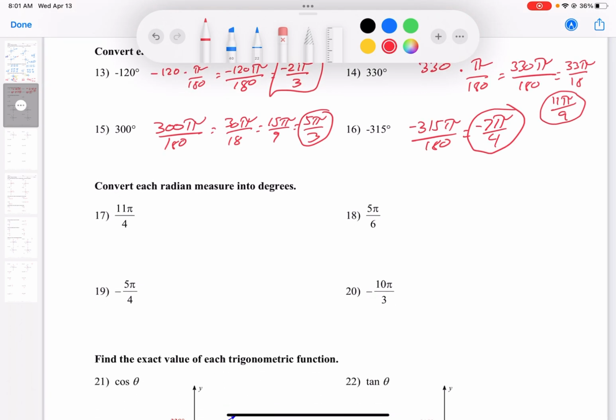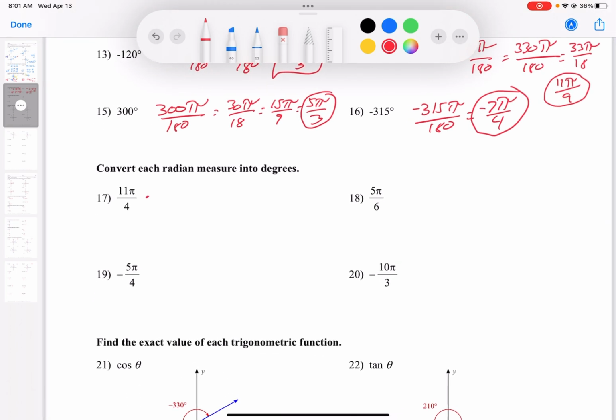Convert radians to degrees. So you're going to multiply by 180 over pi. Pi's cancel out. Could reduce, but I'm just going to go 11 times 180 divided by 4, 495.